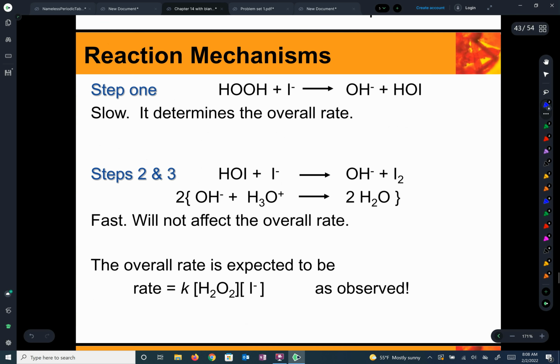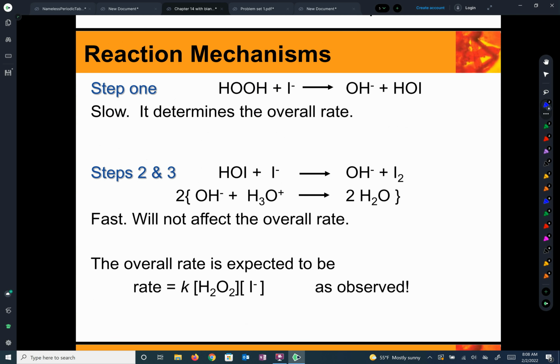So here's a reaction mechanism. We can see a set of steps where we have some kind of peroxide reacting with iodide ion in the first step, and it ends up forming some hydroxide and some kind of acid intermediate here. What I mean by an intermediate is that this compound, the HOI, is immediately consumed in the next step here.